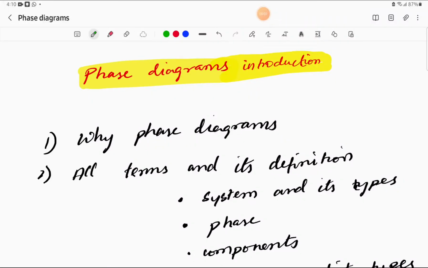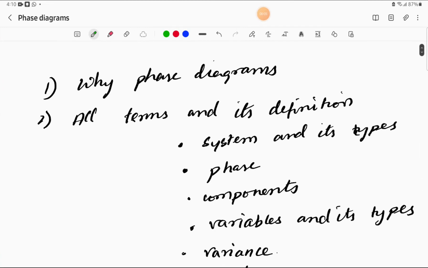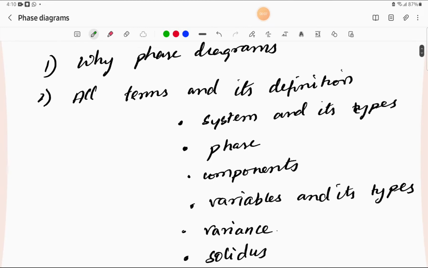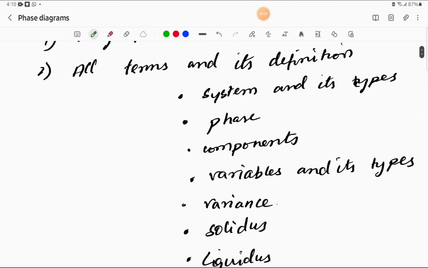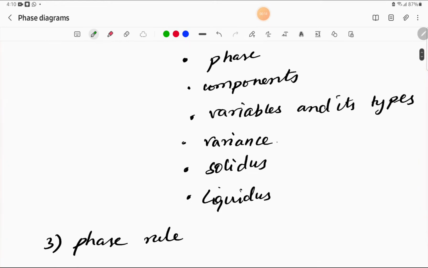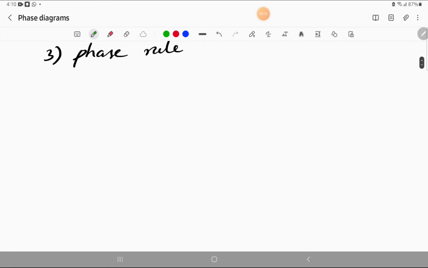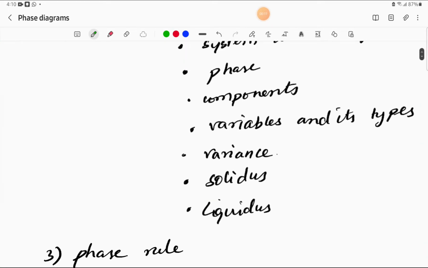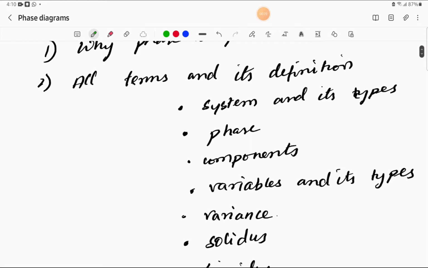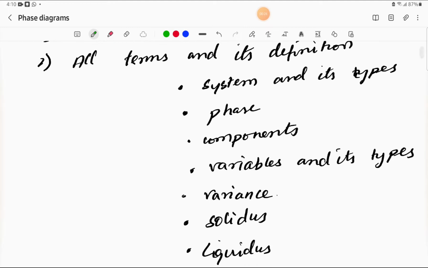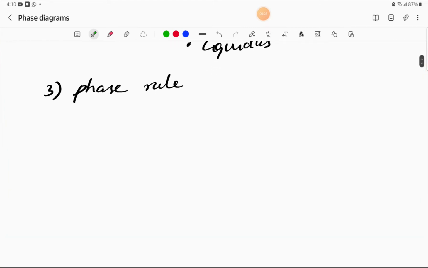To talk about introduction to phase diagrams. So I will be covering why phase diagrams, all terms and its definitions, such as system and its types, phase, component, variable and its types, variance, solidus, liquidus, phase rule. Okay. So these are the basic things which you want to know before you start studying the phase diagram, such as one component system, binary component system, ternary system. It is a basic thing before you get to learn the phase diagrams.